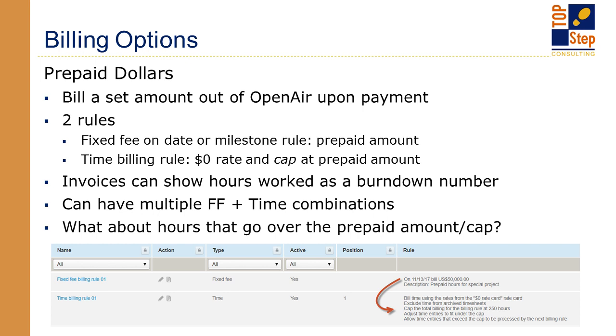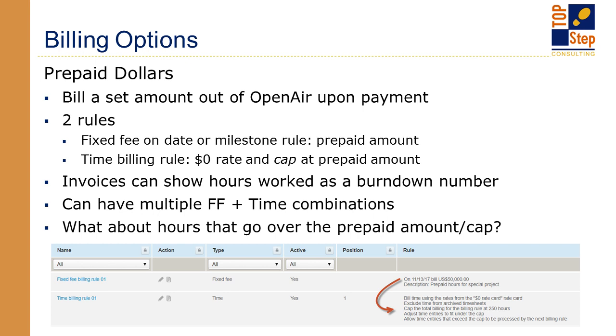What you would do is set up a fixed fee on your date or milestone rule, and you could say maybe on November 10th, for example, bill out $10,000. And then if you wanted to show those hours worked on an invoice, and I have a sample invoice, you could set up a second rule.